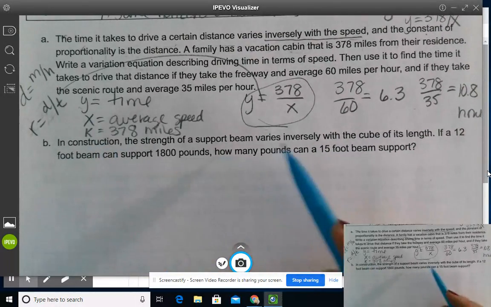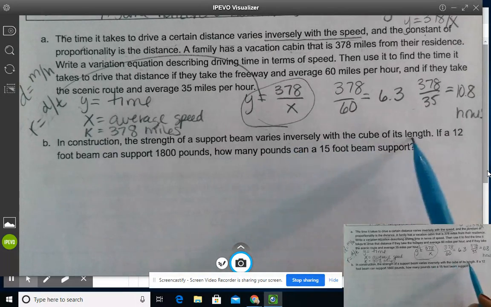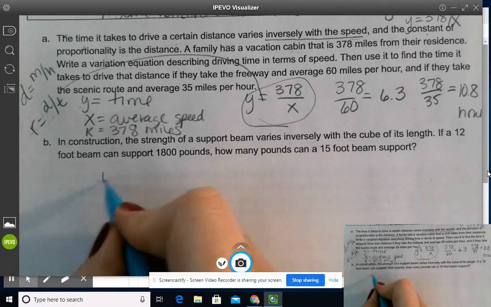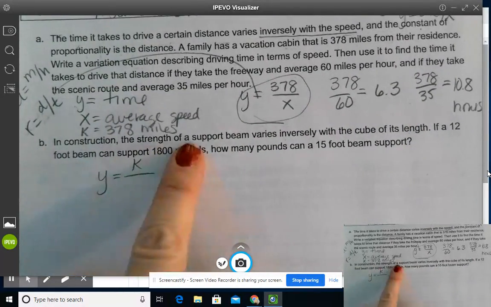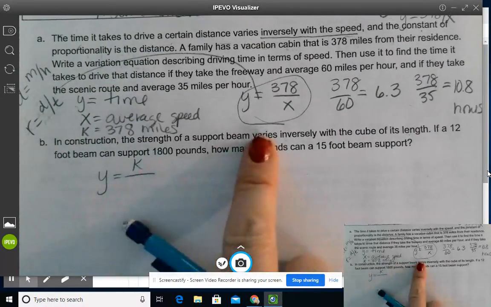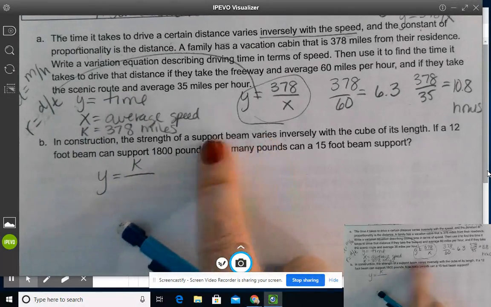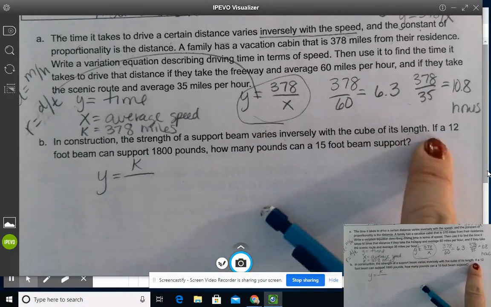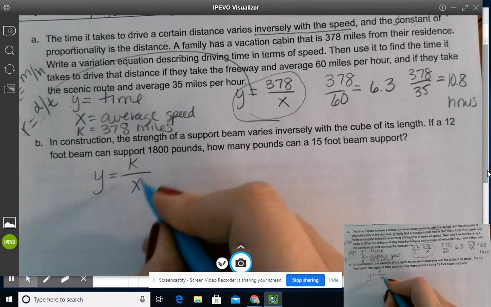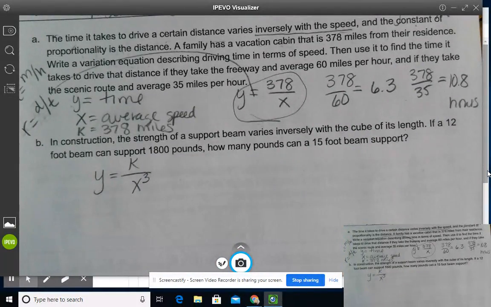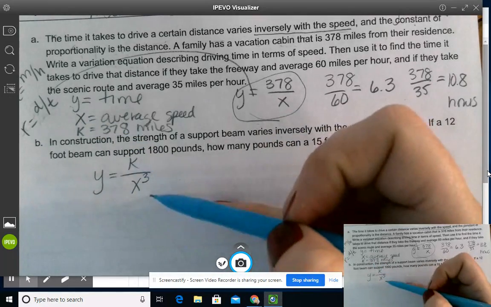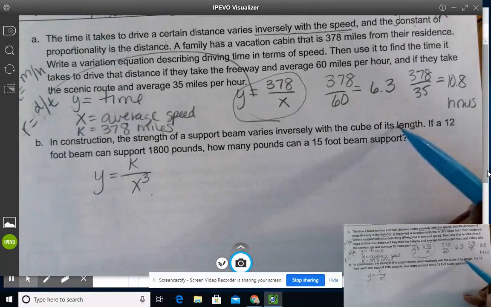Okay, in construction, the strength of a support beam varies inversely with the cube of its length. So if I were to write the generic equation, the strength, which would be y, varies inversely with the cube of its length. So how do I cube something? Looks like this. If I start off with that equation, it's still k. We're still just writing exactly what it said.